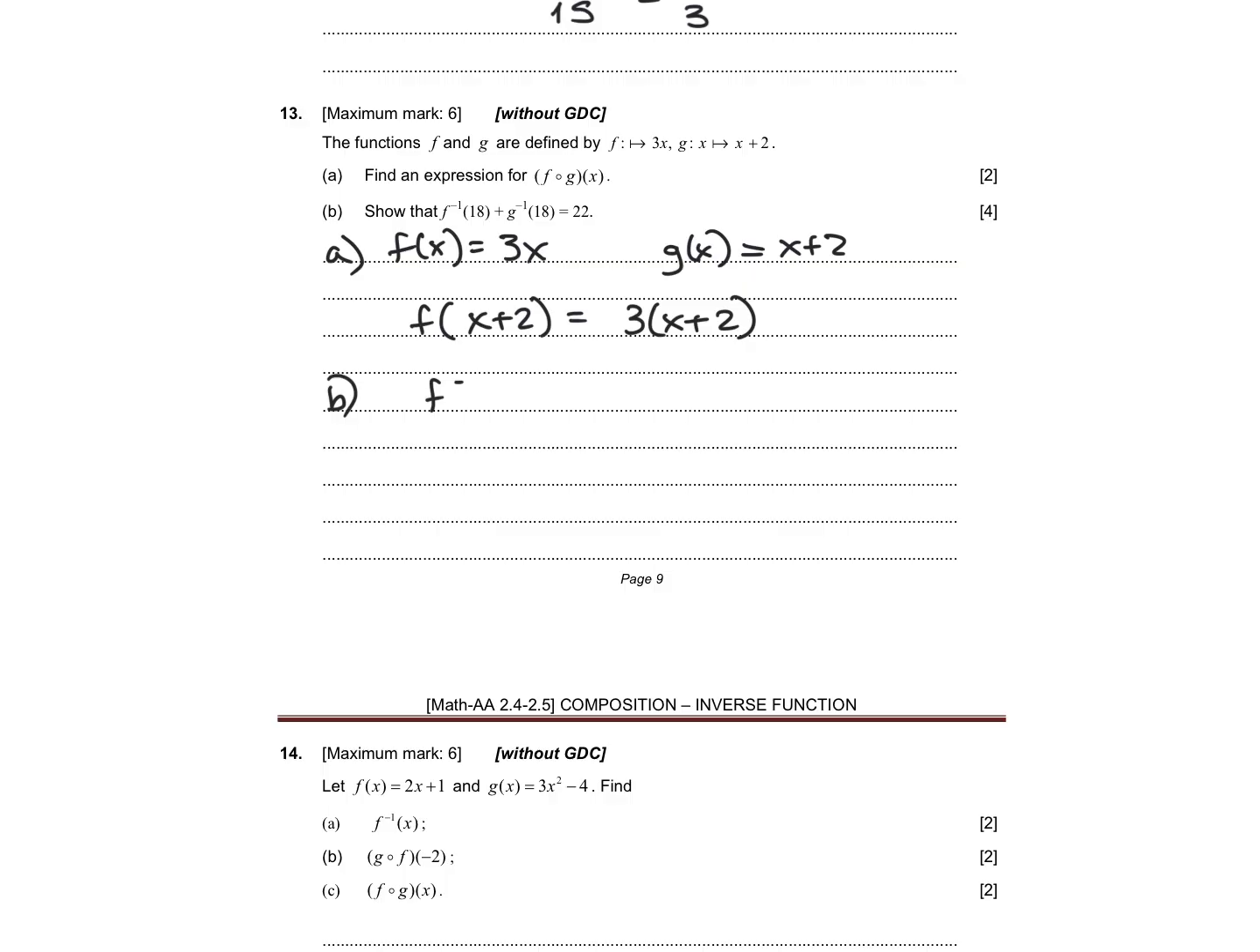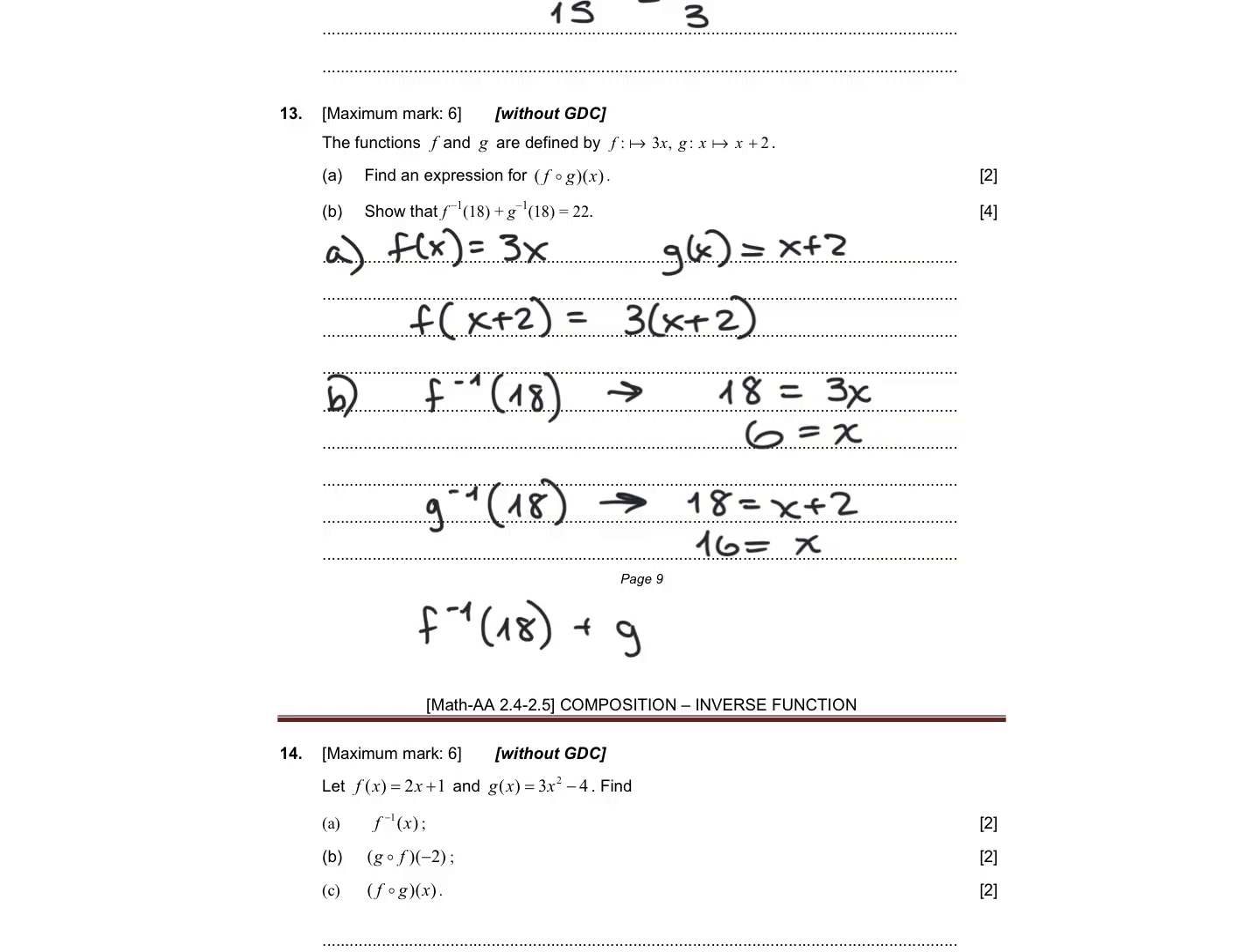So f inverse of 18, that's where we have 18 equals 3x, so x is 6. And then the inverse of g at 18, that's where 18 equals x plus 2, so x equals 16. So the inverse of f at 18 plus the inverse of g at 18 is going to be 6 plus 16 equals 22.